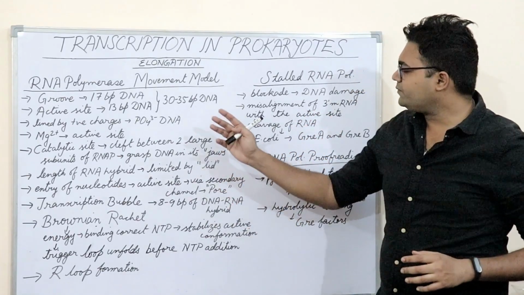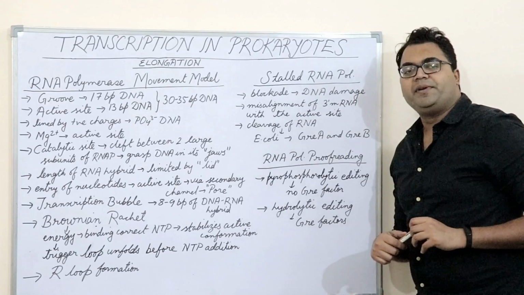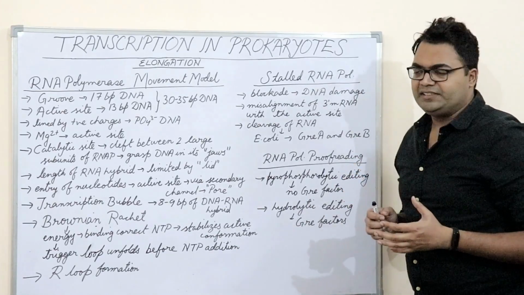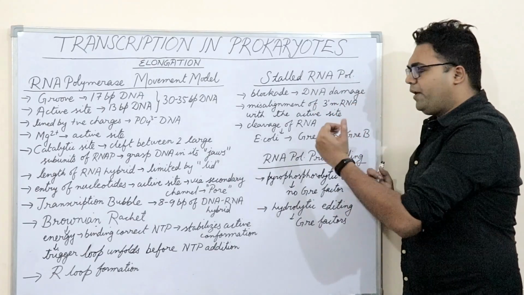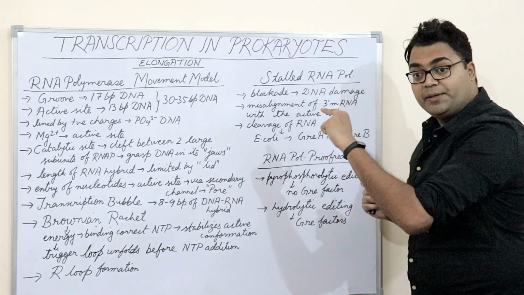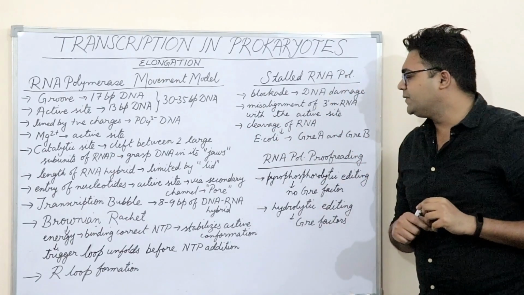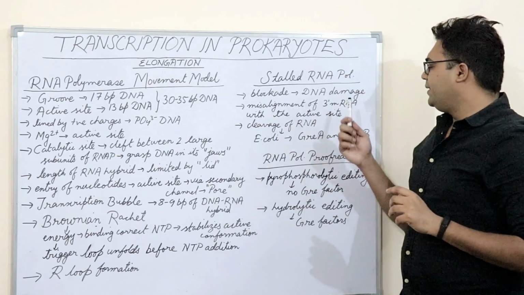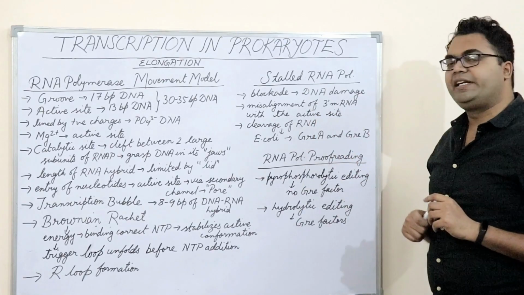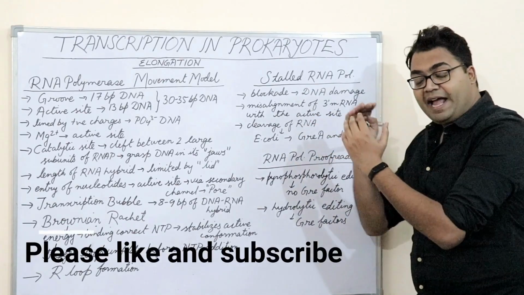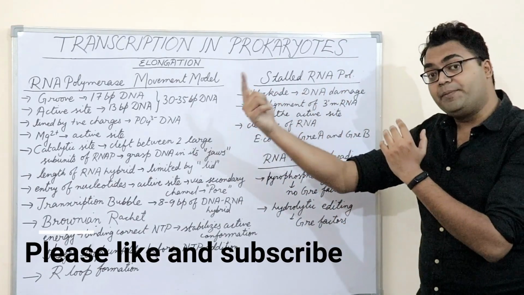Then we come to the stalled RNA polymerase. What if the DNA is damaged? What if the DNA has some kind of mutations? Then sometimes the blockade in the RNA polymerase traversal occurs due to DNA damage. That blockade may lead to misalignment of the 3' mRNA along with the active site of the RNA polymerase enzyme.